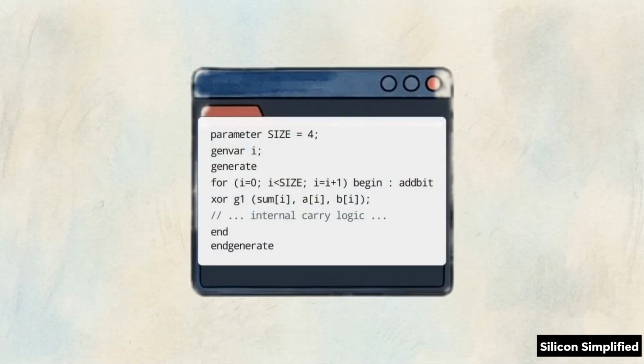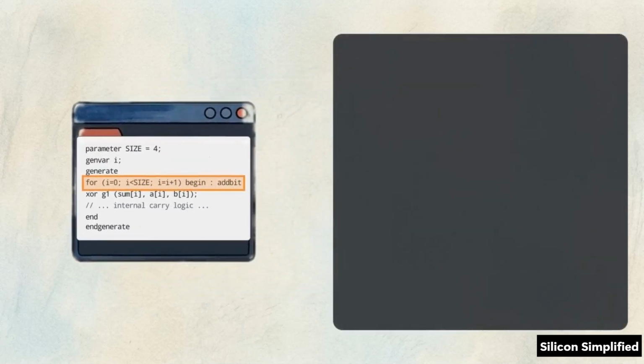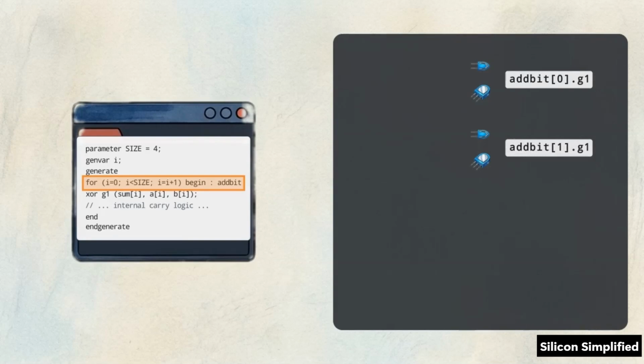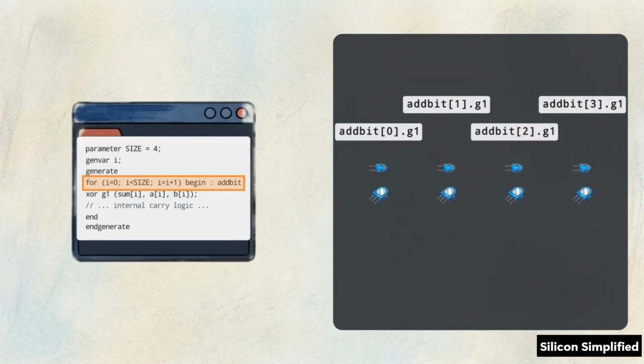As it iterates, discrete gate instances populate the physical hierarchy, labeled automatically with sequential identifiers like addbit_0.g1 and addbit_1.g1. The loop index defines the gate names, while simultaneously incrementing the array indices for the inputs, outputs, and internal wires. This maps unique interconnecting nets to every specific iteration of the unrolled hardware. Verilog requires a specific syntax to execute this properly.